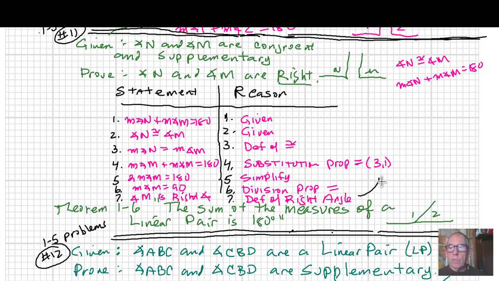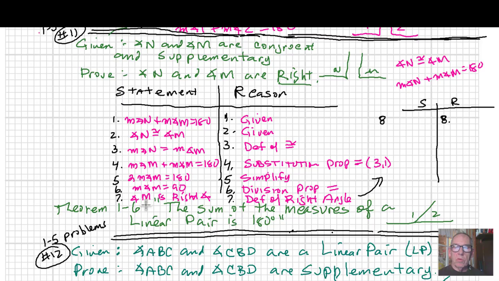Okay, now we're going to go up here and continue our steps. So let's do the statement and reason. And we're up to number 8 now. So let's see what we got for number 8. So angle M is right. Definition of right angle. Now, from back in step 2, we've got that angle N is congruent to angle M, which means these are replaceable. So if angle M is right, angle N must also be right.